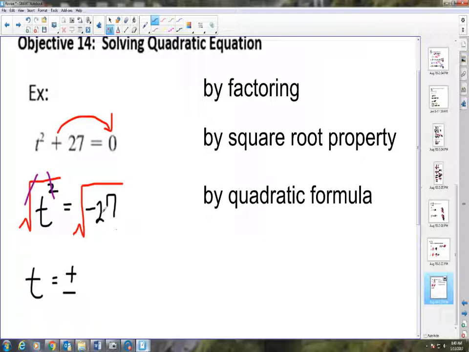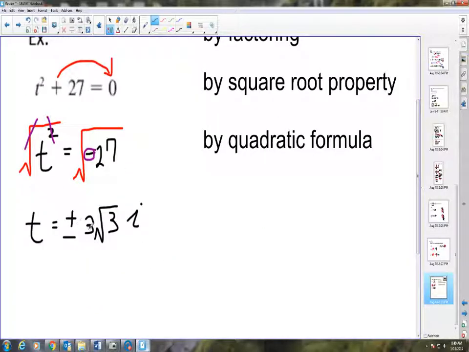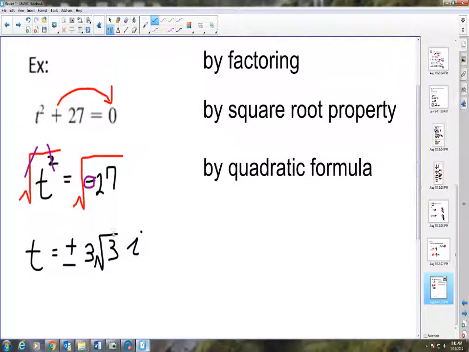Alright, break down the 27. Simplify the 27. Square root of 27 should be 3 times square root of 3. Square root of a negative should just be an i on the outside of the radical. So that's my answer. 3 times square root of 3 i, or negative 3 times square root of 3 i. You always get 2 answers.